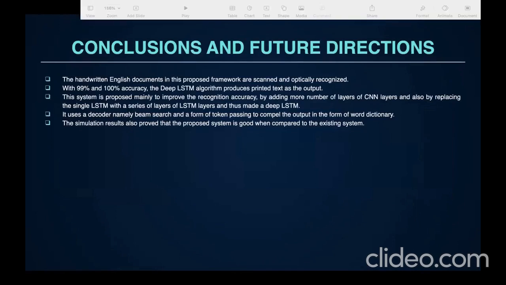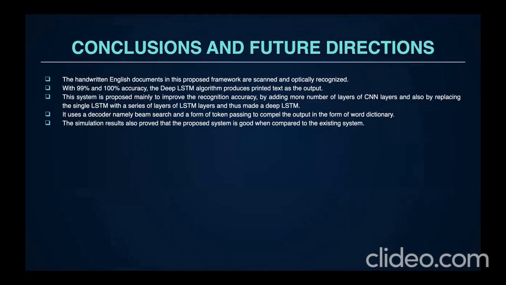So coming to the last part, that is conclusion and future direction. With 99% and 100% accuracy, the deep LSTM algorithm produces printed text as the output. This system is mainly to improve the recognition accuracy by adding some more layers of CNN, and by replacing the single LSTM with a series of LSTM. We can improve its accuracy further, like using a 2D LSTM.